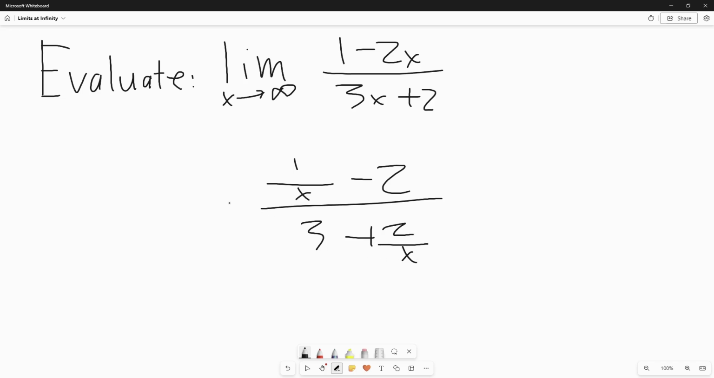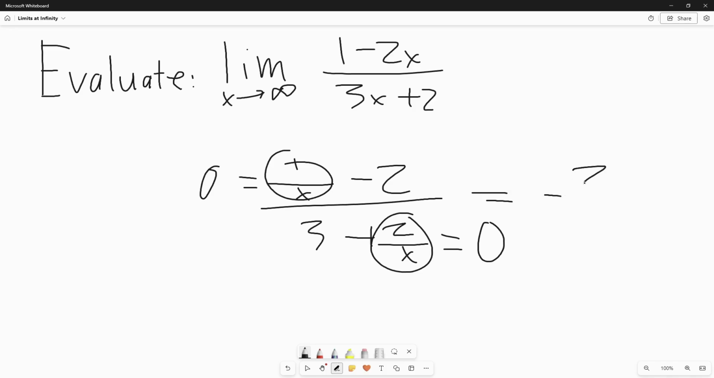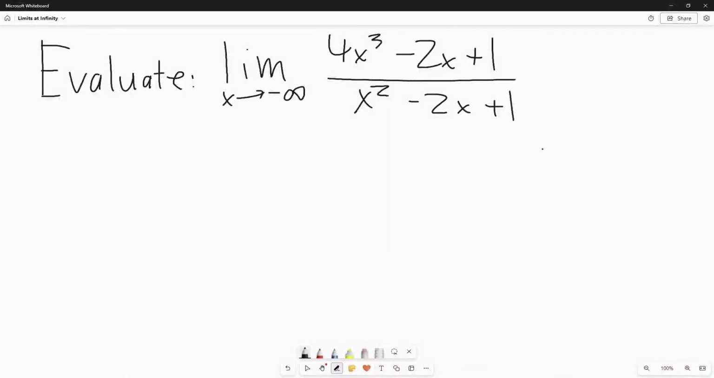And as x gets infinitely large, that's what x approaches infinity means, 1 over x approaches 0, and so does 2 over x. So in reality, this is just negative 2 over 3, which is what the limit approaches. So the limit as x approaches infinity of (1 minus 2x) over (3x plus 2) is negative 2 over 3. Now let's do another example.